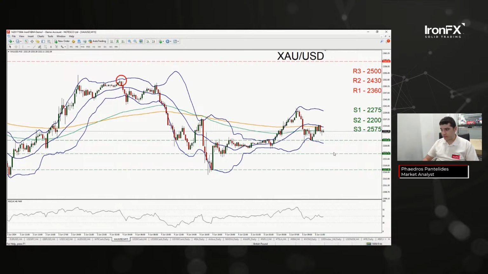So our intermediate support levels are 2,329, 2,323, and then 2,317. These are my intermediate support levels. And in terms of resistance, we are seeing some significant resistance at 2,334. That would be my intermediate R1.